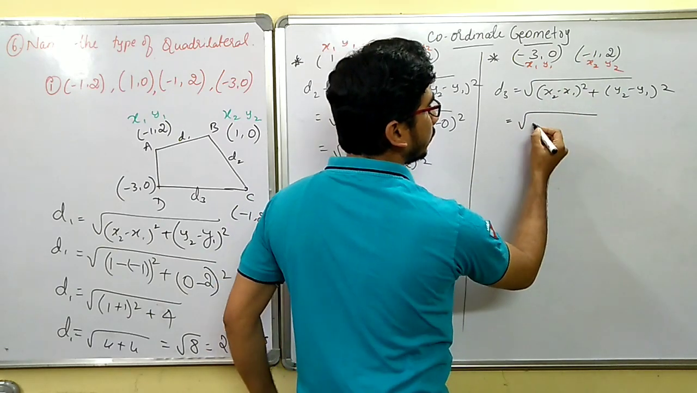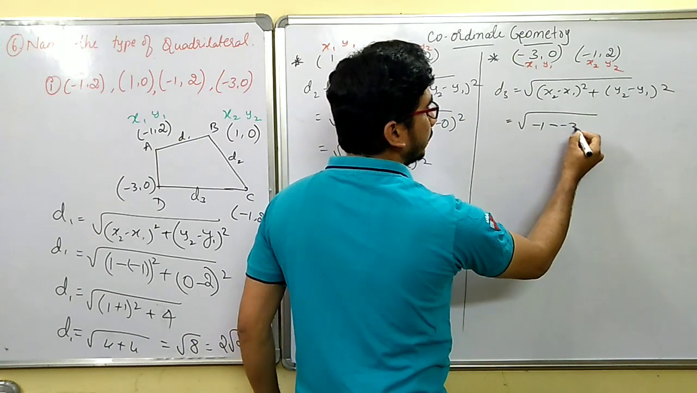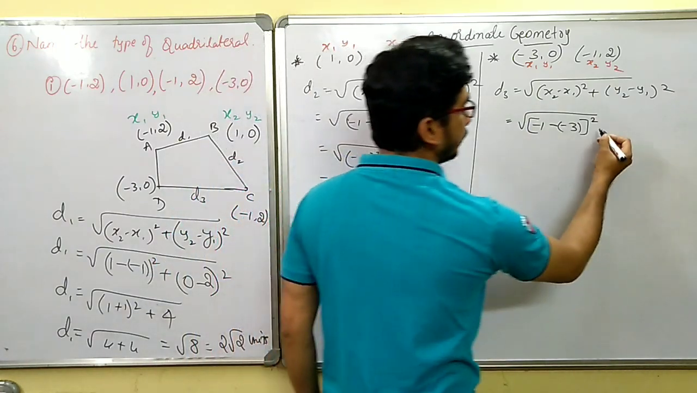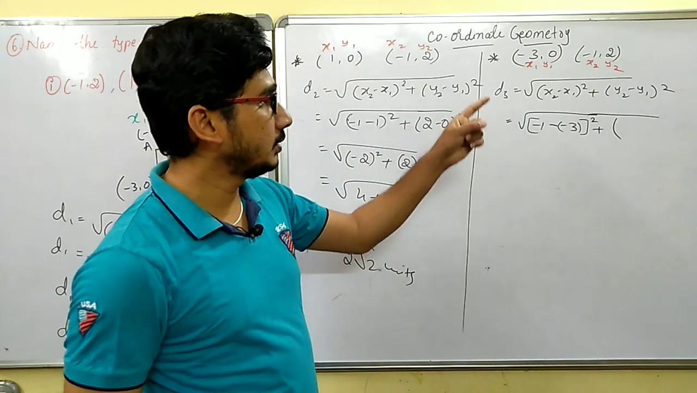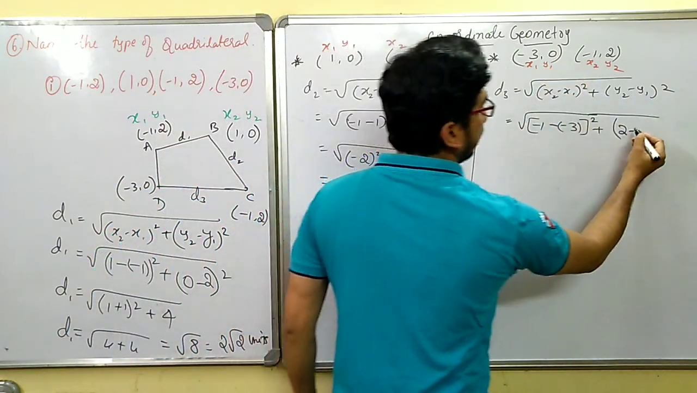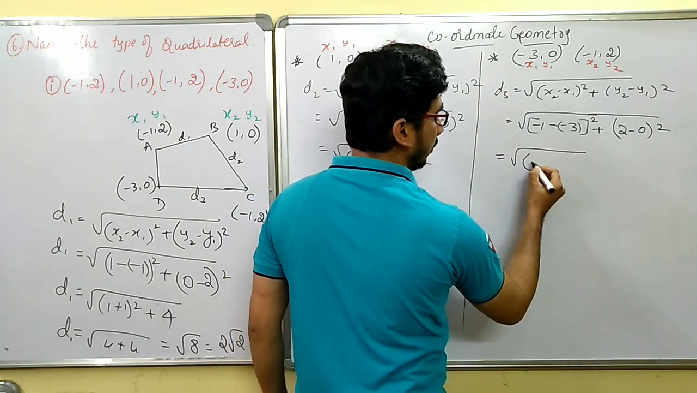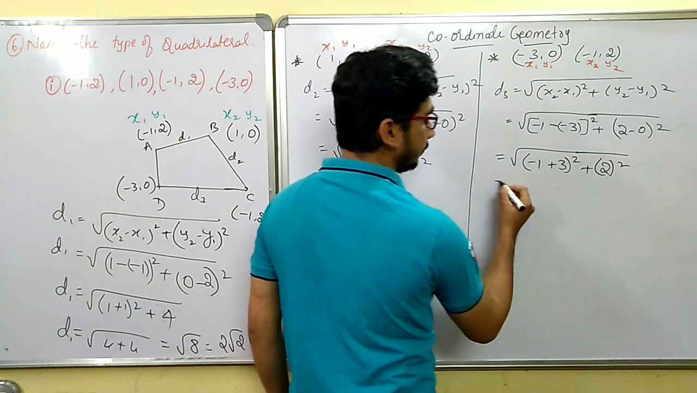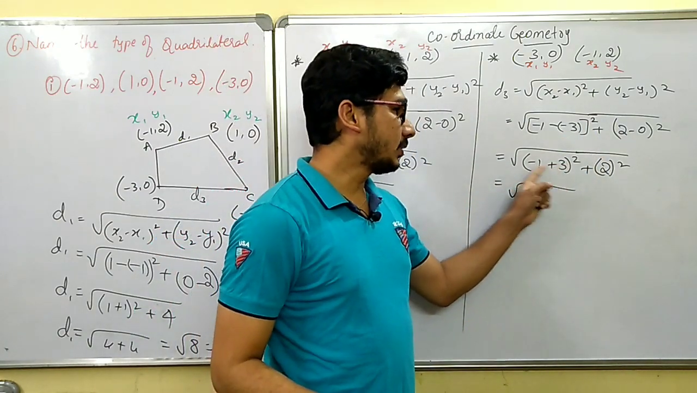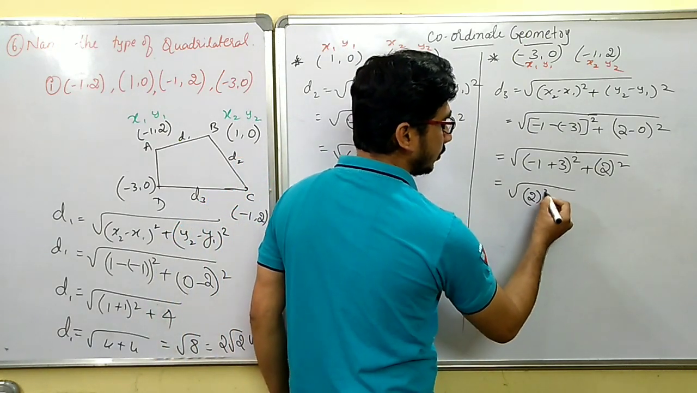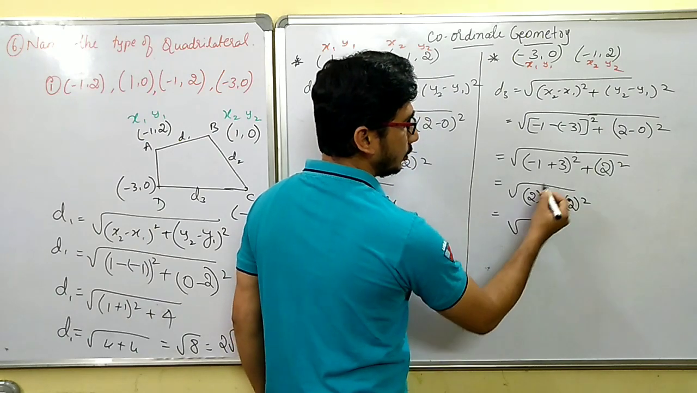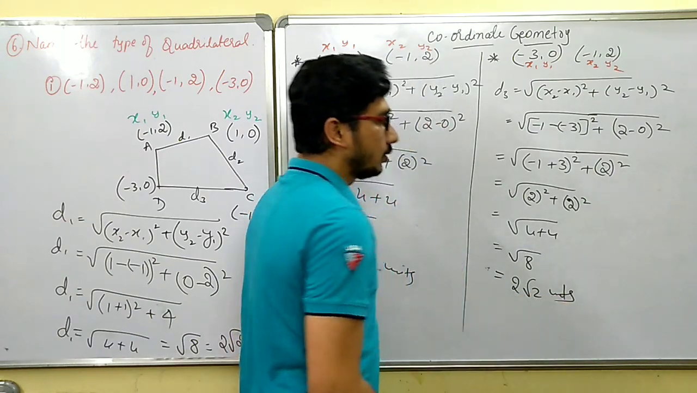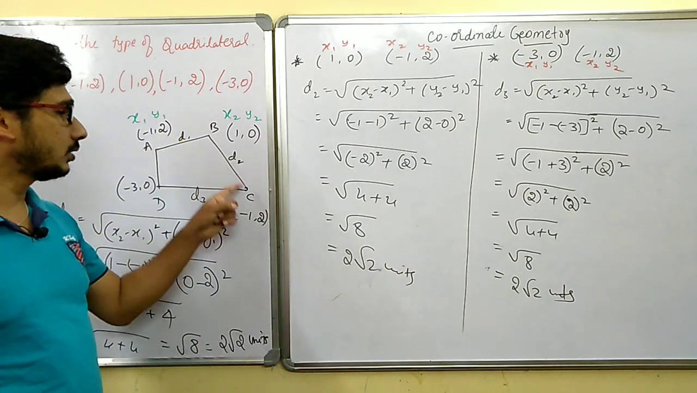x2 how much? Minus 1 minus x1 how much? Minus 3. See, two signs should not come next to each other. So put the bracket, then square it off. Next, plus y2 how much? y2 is 2. y1 how much? 0 whole square. So what will happen now? Minus 1, minus into minus plus 3 whole square plus 2 whole square, because 2 minus 0 is 2 only. So plus 3 minus 1 is plus 2 whole square, in the sense just 2 square plus 2 square. So 2 2s are 4 plus 2 2s are 4, root 8, in the sense 2 root 2 units. So what you got now? This length also same, this length also same, this length also same.